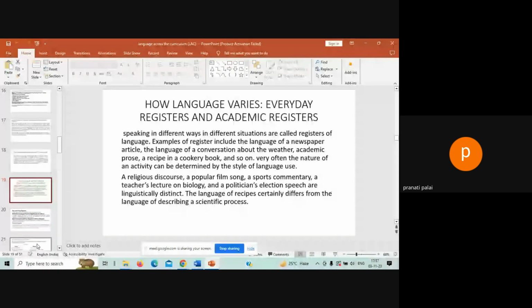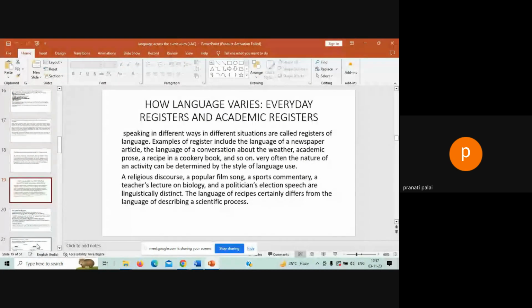Very often, the nature of an activity can be determined by the style of language used. So, the language a journalist uses is different from the language a weather predictor uses. Similarly, the language is different from different perspectives, different situations, or the person who is using the language. A religious discourse, a popular film song, a sports commentary, a teacher's lecture on biology, and a politician's election speech are linguistically distinct.